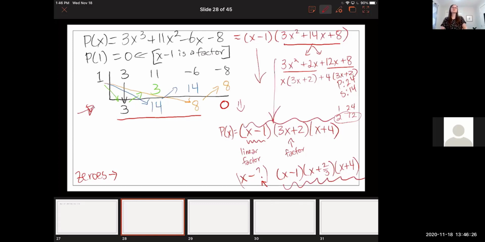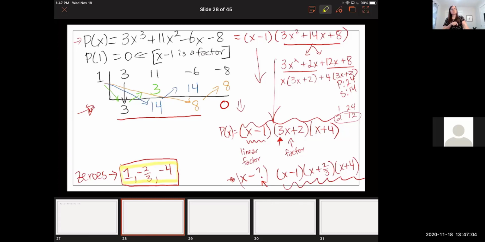We're not too concerned with the difference here because I know that my zeros, regardless of which way I got it, are 1, -2/3, and -4. These are my zeros for the polynomial. The only difference that this will make is the shape of the graph will be slightly different. It'll be more accurate to this than if I have it this way, but we're not so concerned with that because we can always plug in a number and find the shape of the graph. So we're more concerned about the zeros.